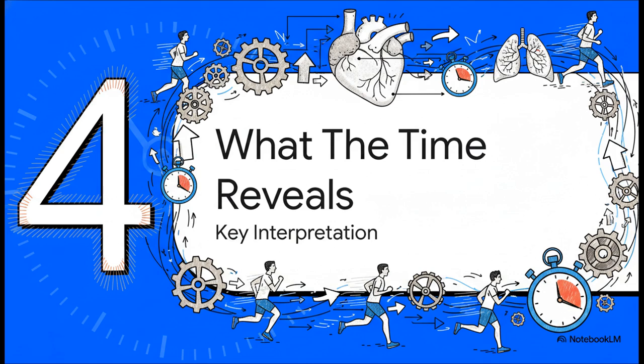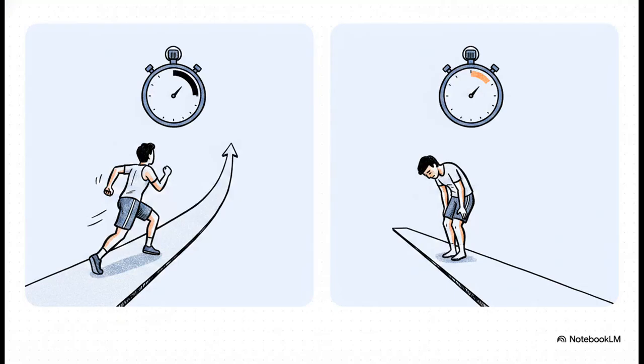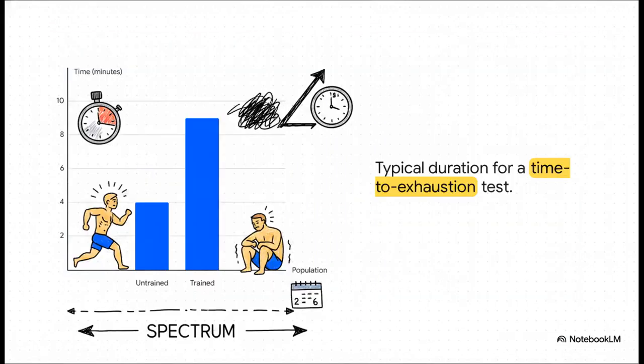This is where a simple stopwatch turns into a really potent diagnostic tool. You know, the interpretation couldn't be more intuitive. A longer time means better endurance. Simple. A shorter time suggests that a person has a lower tolerance for that kind of aerobic work. It's a direct functional measure of their real-world stamina. And to put some numbers on that, an untrained person might last somewhere between, say, 2 and 6 minutes. But a trained individual could push past 6 minutes, sometimes even hitting 12 minutes or more. So right away, you have a clear spectrum to see where someone falls.